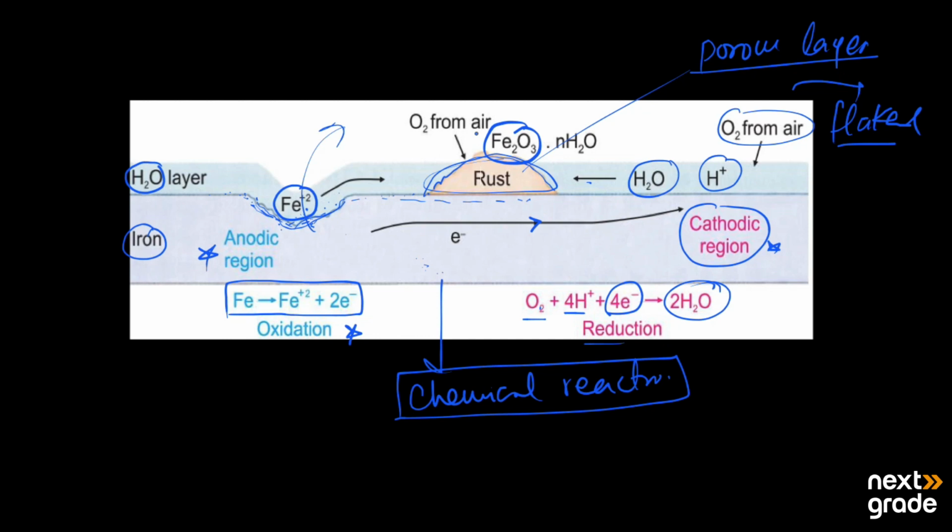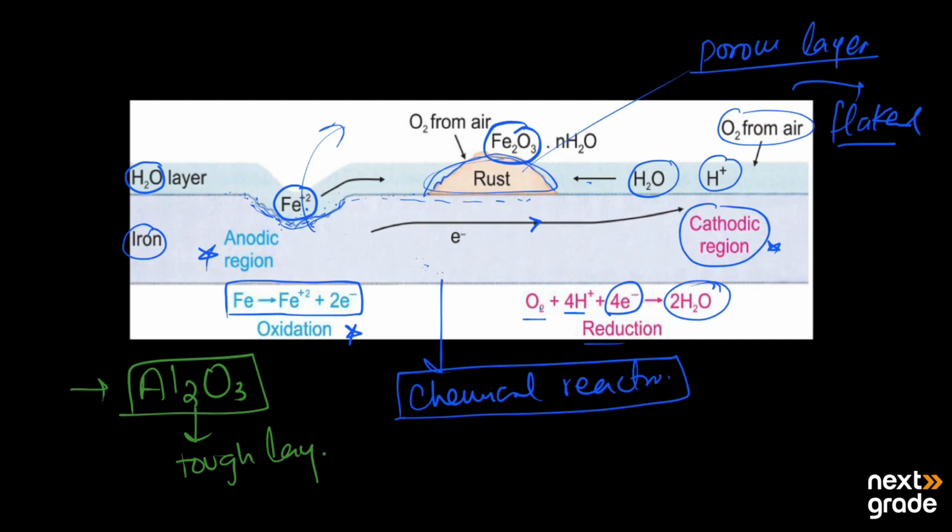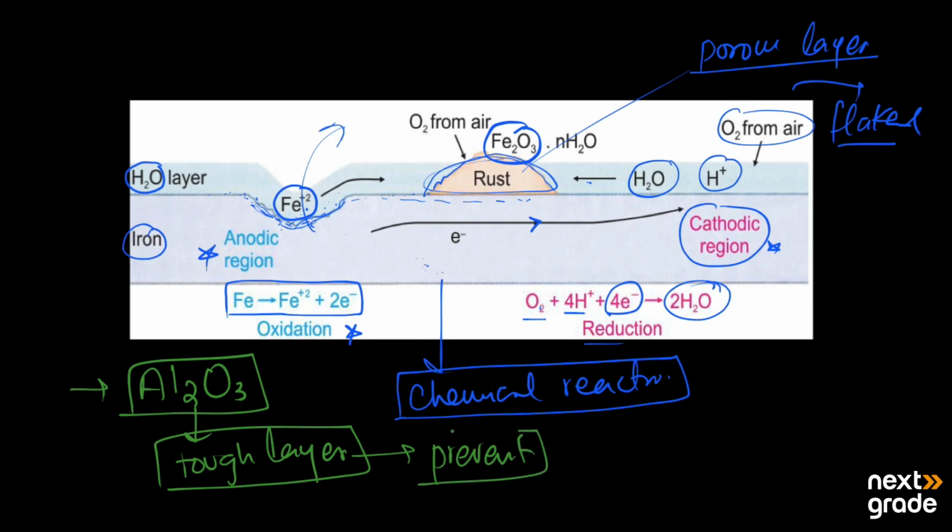Now if we talk about the corrosion of aluminium, it is a very simple process in which the aluminium forms its oxide as Al2O3, and the layer of aluminium oxide is very tough as compared to the layer of the oxide of iron. That tough layer sticks to the surface of the metal very tightly, and it prevents the rest of the surface from being corroded. So aluminium metal gets corroded, not rusted.